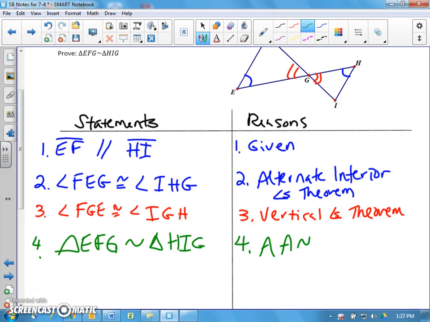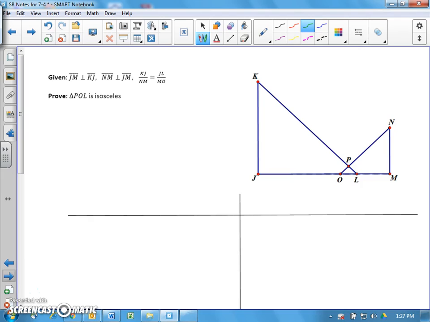Now let's look at the next proof. We've got a pair of lines that are told to be perpendicular, and we've got some proportional sides. Our job is to prove POL, the small triangle, to be isosceles. So think through what that means. You would either need to know pieces of the side to be congruent, which would be very difficult to get, or congruent angles. So look at those angles and think if there's a way that you could get those. Stop the video, give this proof a try, and then resume the video.